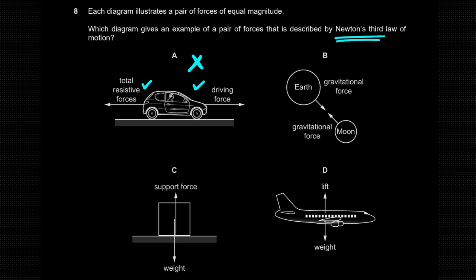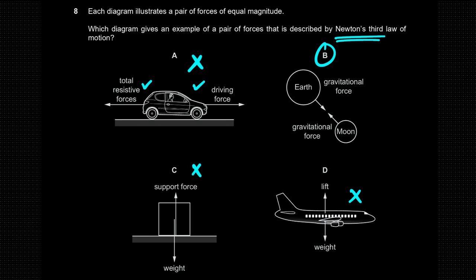Gravitational force exerted by Earth on Moon and the gravitational force exerted by Moon on Earth, both of these are equal and opposite and acting on different bodies. This is my answer. C is wrong for the same reason, that the support force and the weight are acting on just the box, and D for a similar reason.